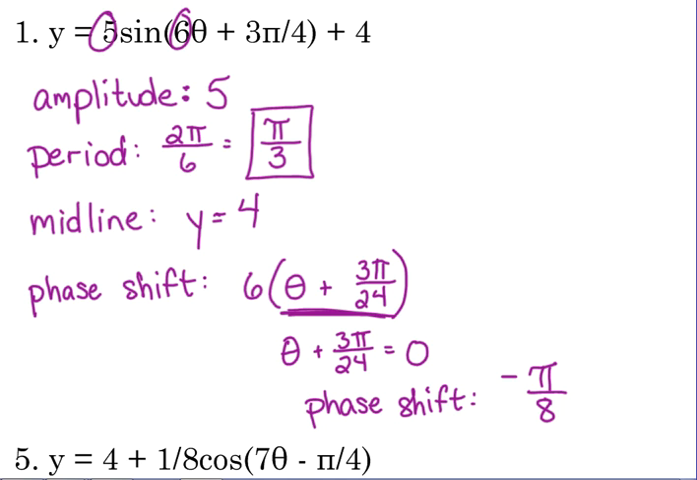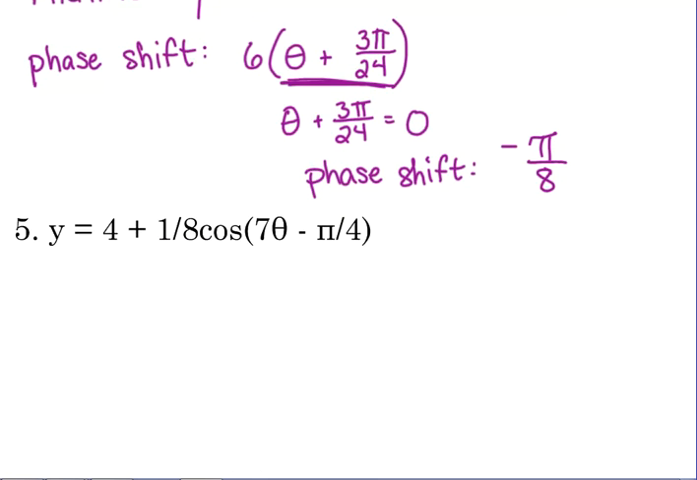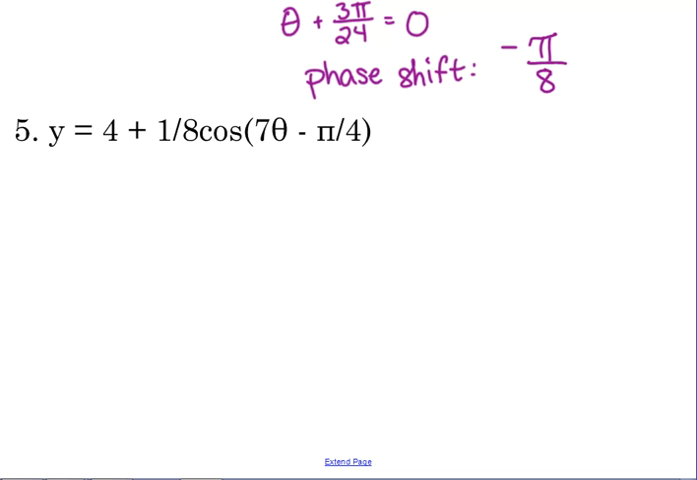Okay? Let's do another one. Let's look at number 5. Number 5 is a cosine function. Okay? The same principles still apply. There's not really a huge difference between sine and cosine as far as their equations go. Now, I picked one that had a different order so that we still realize, even though it's not written in the exact same order, it's still the same pieces.